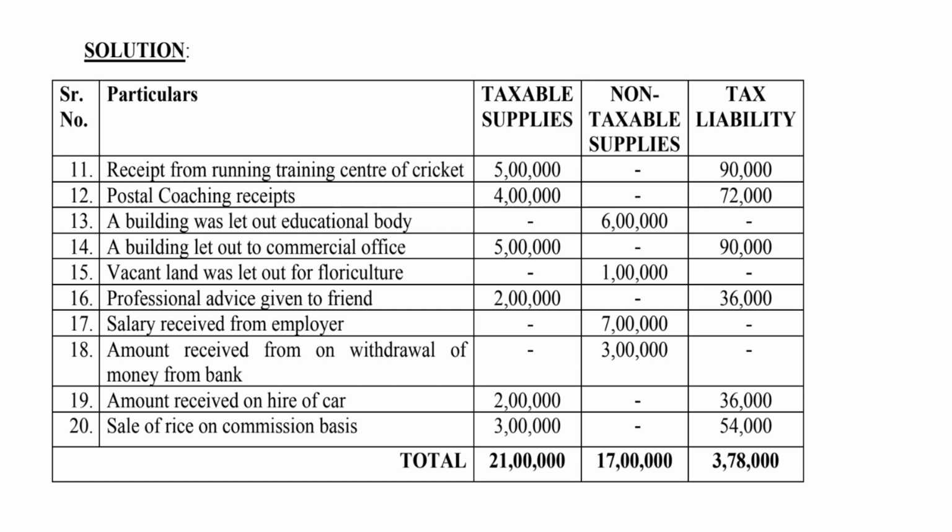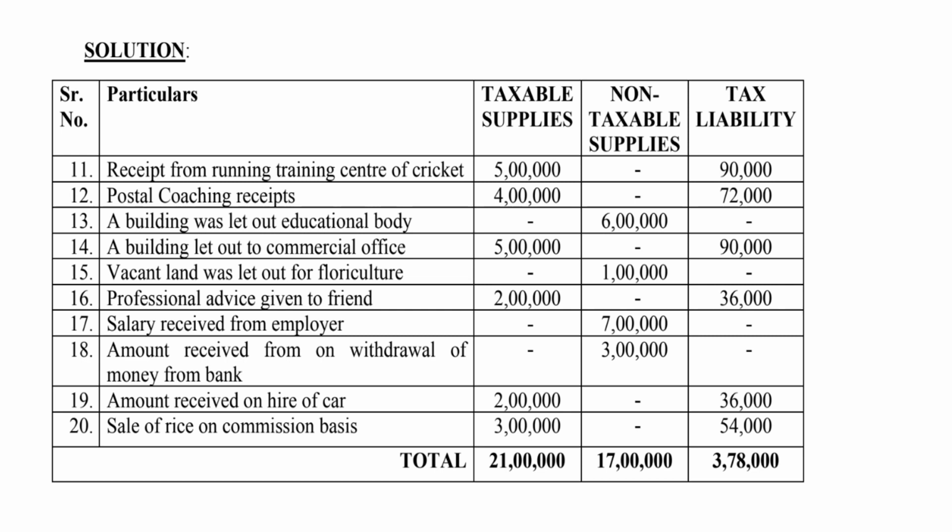So non-taxable supply is 7 lakh. Then we have amount received on withdrawal of money from bank, which is 3 lakh rupees. Then amount received on hire of car, 2 lakhs. So this is also a taxable supply.